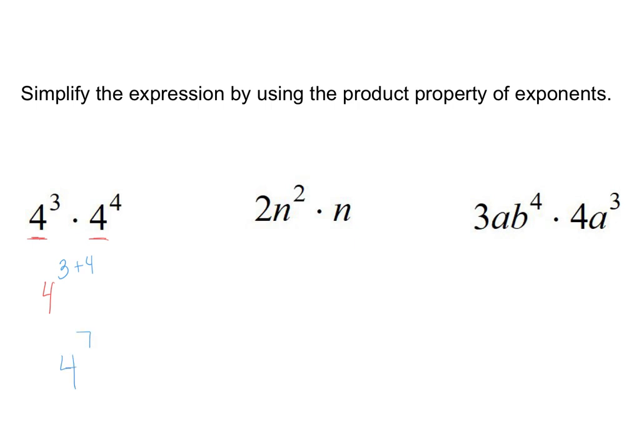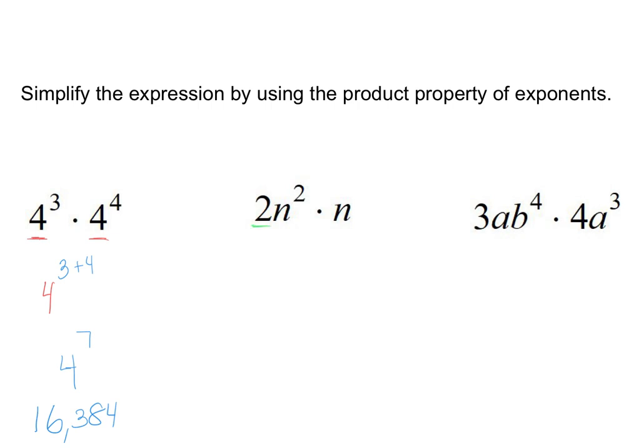When you have a number raised to a power, you could go ahead and use your calculator to simplify that. So 4 to the 7th power means 4 times itself 7 times, which would simplify into the number 16,384.